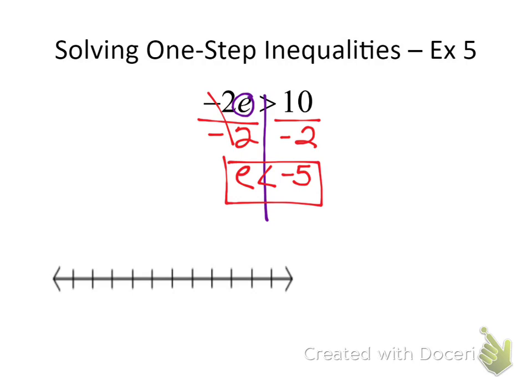How would I read this answer, though? E is greater than negative 5. So E is -5. So open or closed? Open. And which way should my line go? To the left.